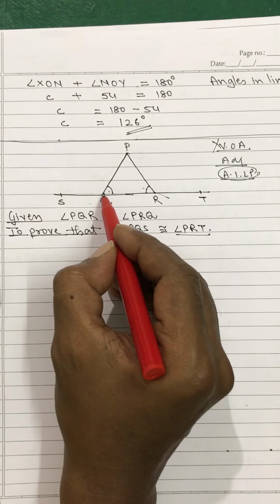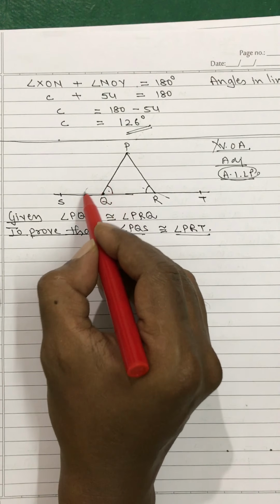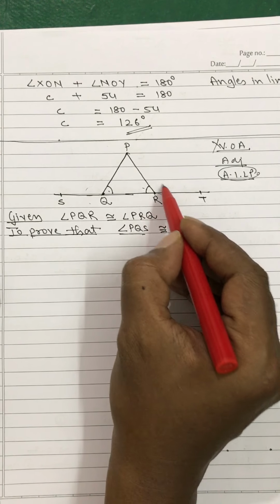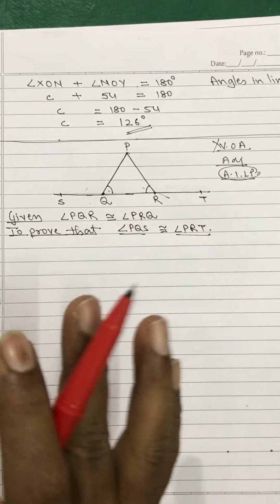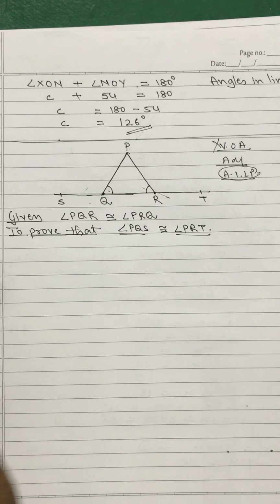You can apply angles in linear pair in this junction, and you can also apply angles in linear pair in this junction. Try to understand. Think properly. Slowly, steadily you will be able to, that same thing will guide you further. What can you do now? Think of that first.